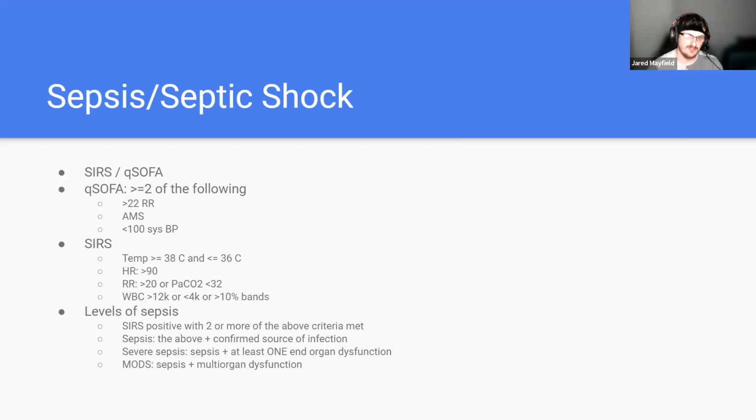And then there are different levels of sepsis. So SIRS positive is, like I said, two or more of the criteria. Sepsis is the above plus a confirmed source, so pyelo, UTI, pneumonia. Severe sepsis is sepsis and at least one sign of end organ dysfunction. So sepsis plus oliguria is severe sepsis. And then MODS is multi-organ dysfunction syndrome, which is basically sepsis and your body is shutting down.